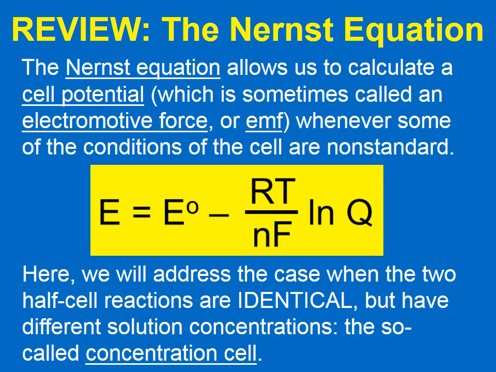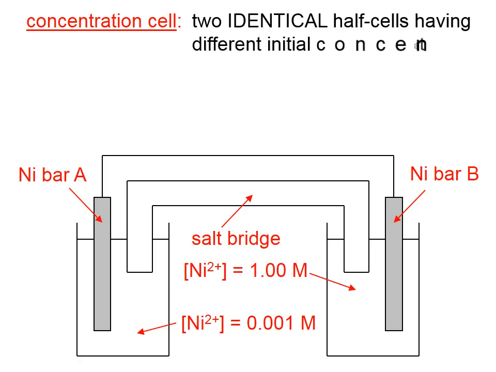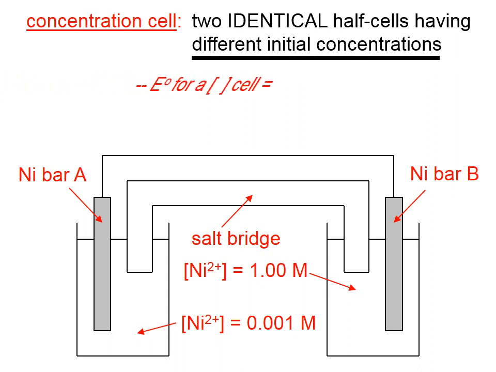The Nernst equation allows us to calculate a cell potential, which is sometimes called an electromotive force, or EMF, whenever some of the conditions of the cell are non-standard. Here, we will address the case when the two half-cell reactions are identical, but have different solution concentrations, the so-called concentration cell. A concentration cell consists of two identical half-cells having different initial concentrations.